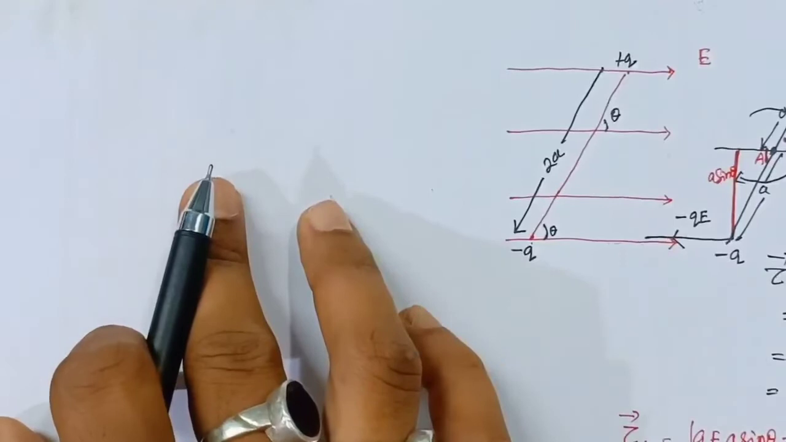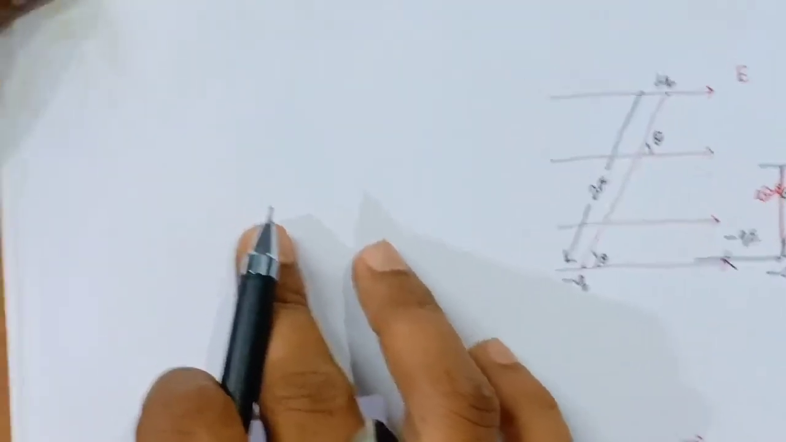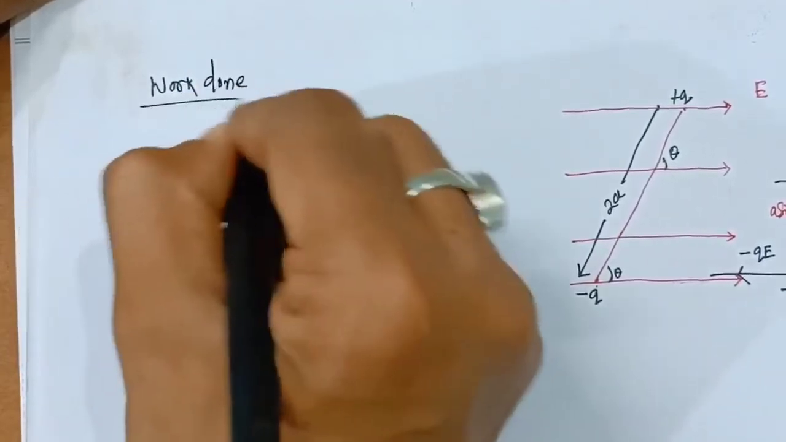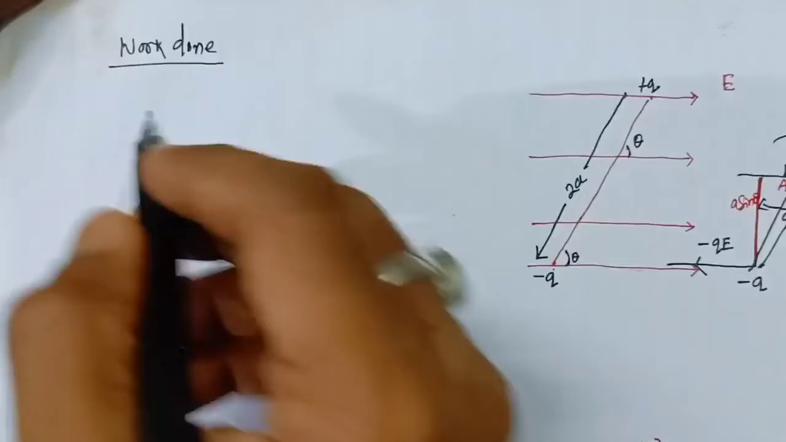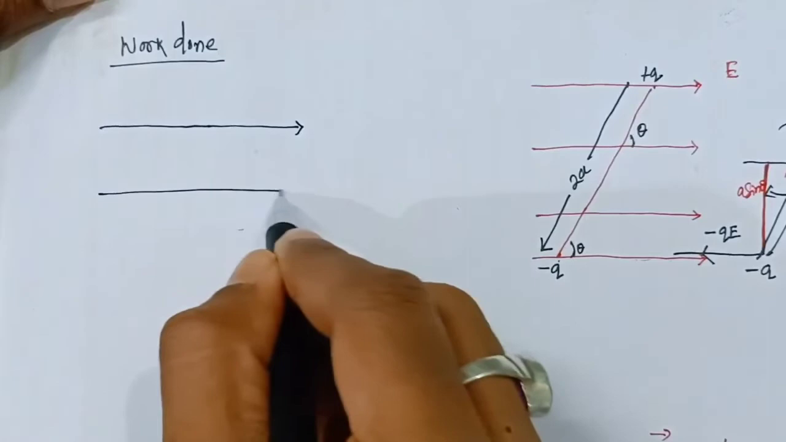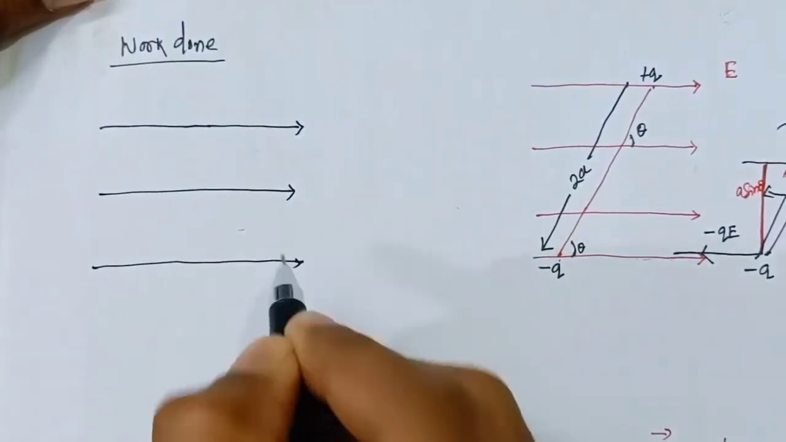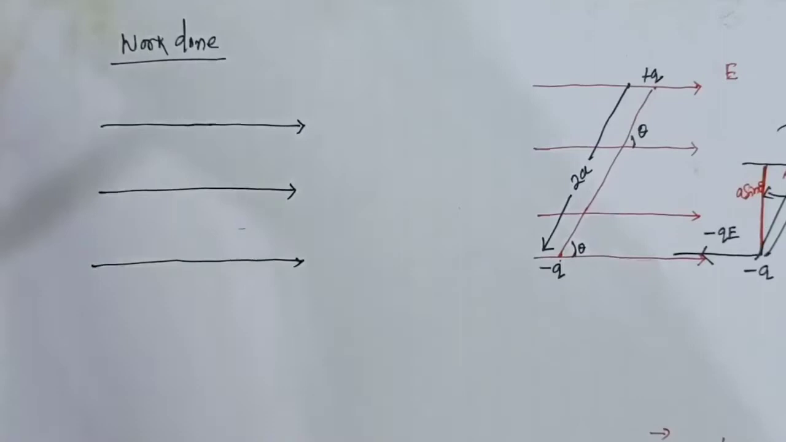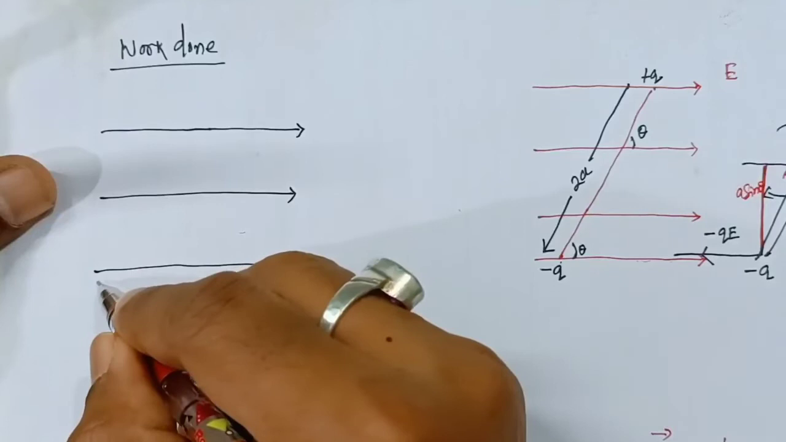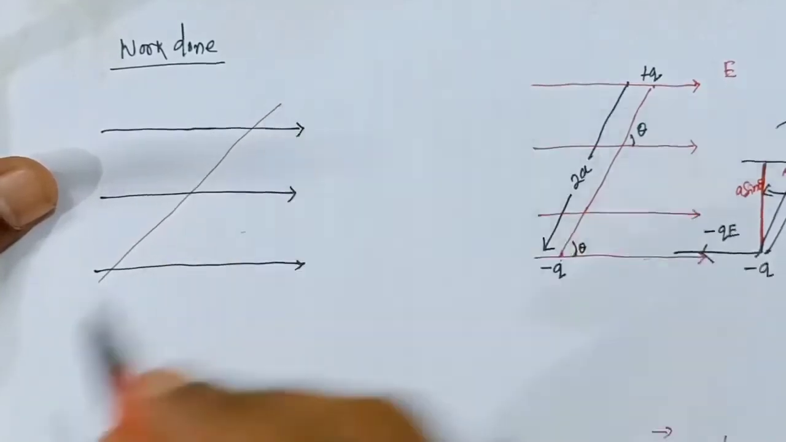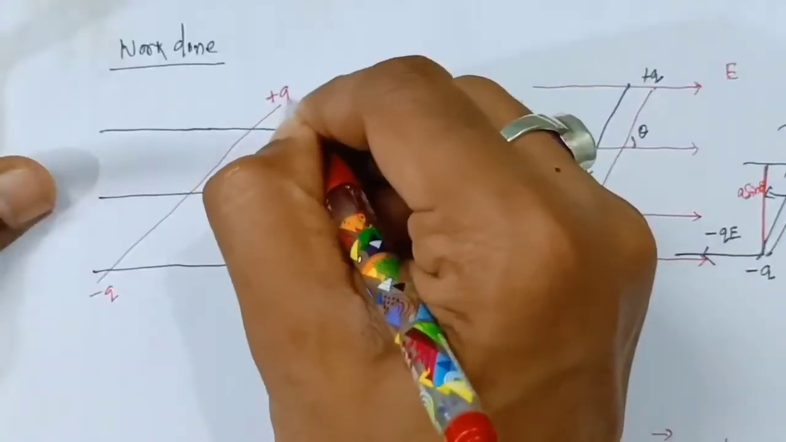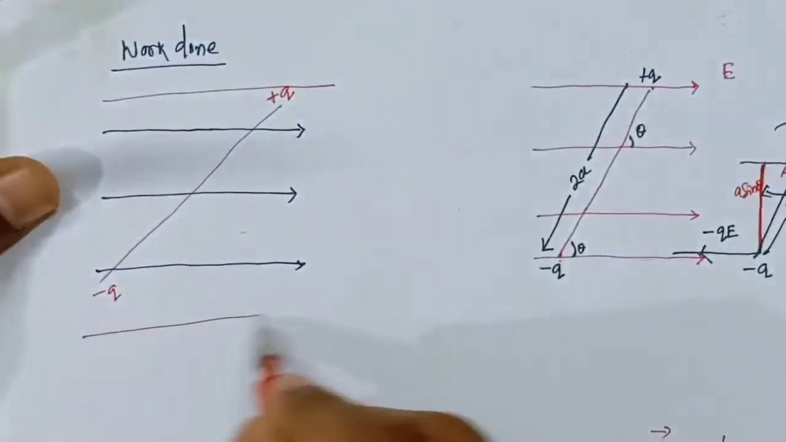The second most important thing that students have to keep in mind is work done. Let me think about it. This is my uniform electric field. In this uniform electric field, what happened? A dipole was initially like this, with minus q and plus q. In a uniform electric field, a dipole has been placed.